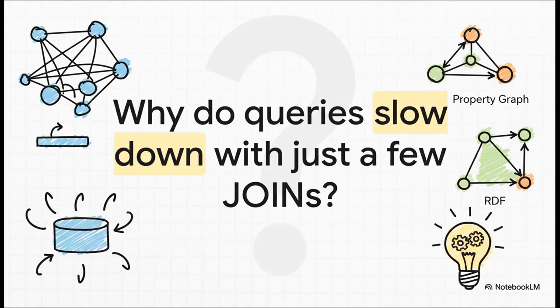I mean, who hasn't been here, right? You write what seems like a totally reasonable SQL query, you add a few joins to link up your tables, and all of a sudden, your performance just falls off a cliff. It's super common, and man, is it frustrating.